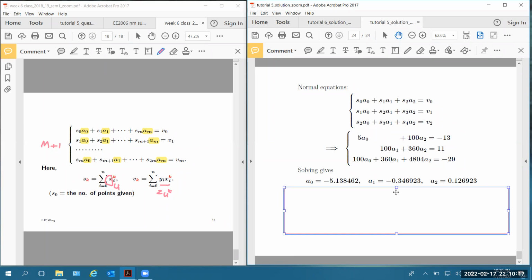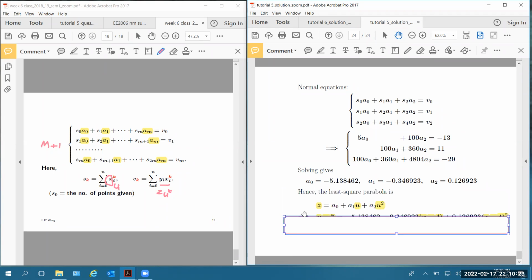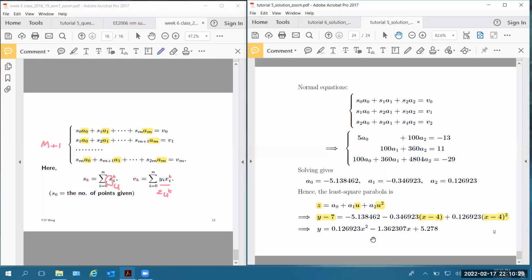All right. So that means you got your least square polynomial already, right? Okay. So your least square polynomial is Z equal to this, right? Okay. You put in your A0, A1, A2. And also your Z and your U, you put it back. Now Z is Y minus 7. Your U is X minus 4. Okay. So you put it back. And finally, you get this. Okay, so this is your least square parabola.